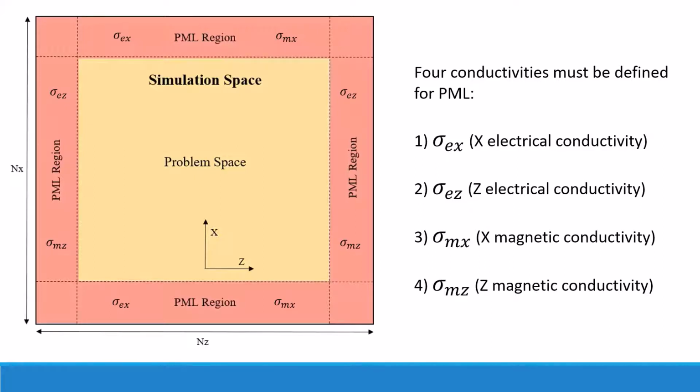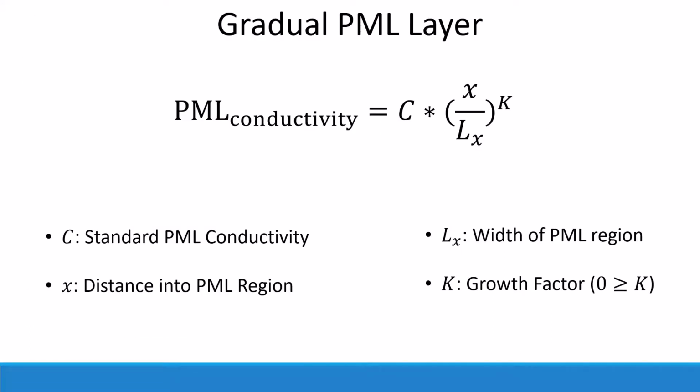So this leads to the use of the gradual PML. This involves the slow introduction of the conductivity in the PML region, and it can help avoid issues such as reflection with very high conductivities. So there are a few different ways to implement the gradual PML. This method uses an exponential growth function.